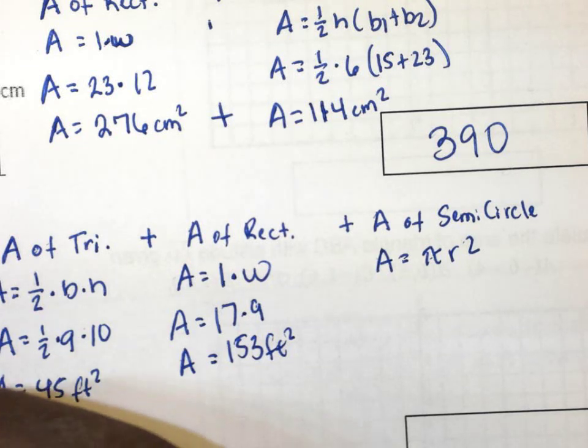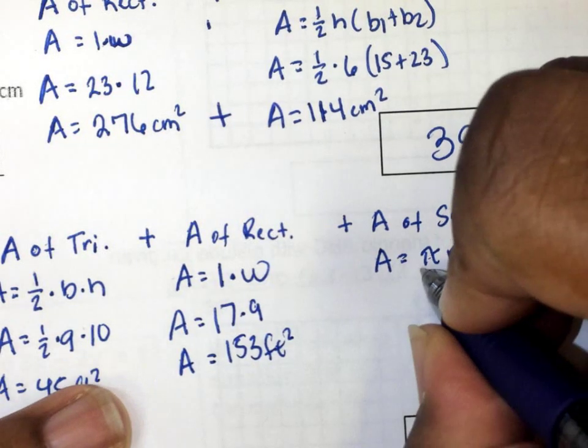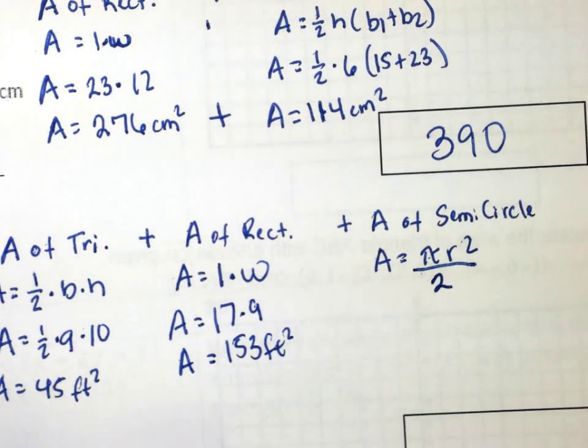Y'all should know the area formula for a circle is pi r squared. If I wanted to find half a circle, it's really easy to think about. I would just take that and divide it by 2. Like in mine, it said divide by 2. Or you can put the 1 half in front. Either way, it's the same thing. Don't do both though.